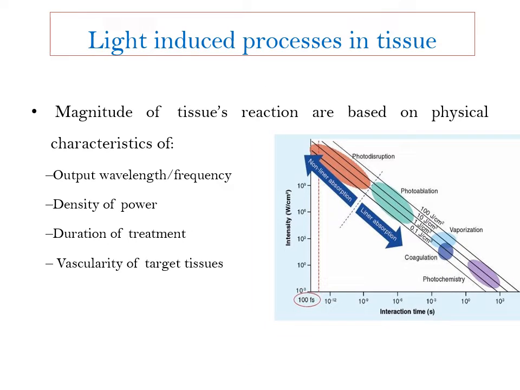So the magnitude of the tissue reaction is based on physical characteristics like the output wavelength or frequency, which is the energy, the density of the power, and the duration of treatment, which is the interaction time, as well as the property of the tissue, which is the vascularity of the target tissue. As the vascularity of the tissue increases, the absorbing capacity of the tissue will increase, so the magnitude of tissue interaction also will be increased.